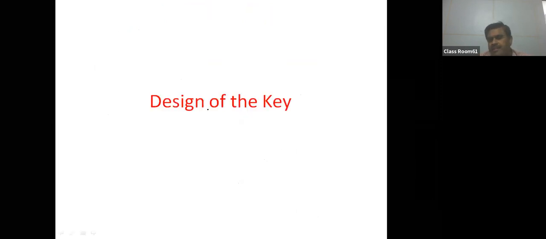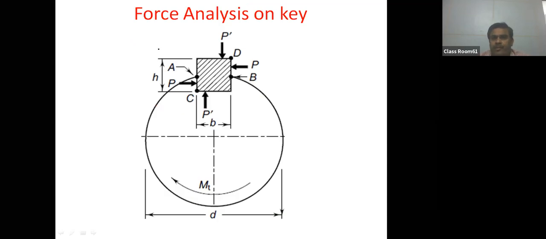Now coming to the main part, that is the design of the key. Force analysis is very important during the steps of the design. H is the thickness of the key. The force P is acting on this thickness of the key. This thickness is H by 2, so the force is acting on H by 2, and the reaction force is developed on the remaining H by 2 on the hub. So this H by 2 is on the shaft, and this H by 2 is on the hub. If the shaft is providing action, then the hub is providing reaction. So this force and this force are equal to each other.